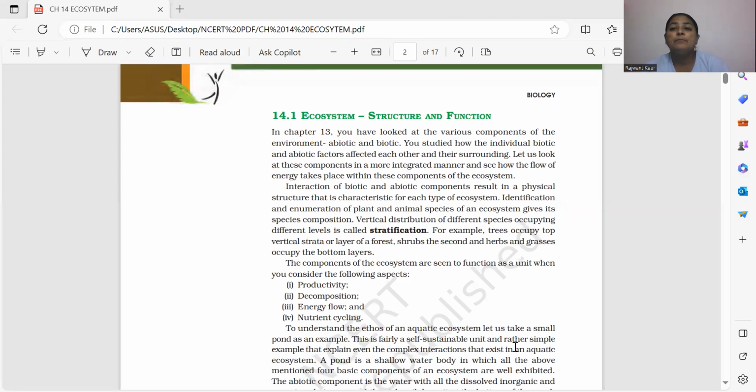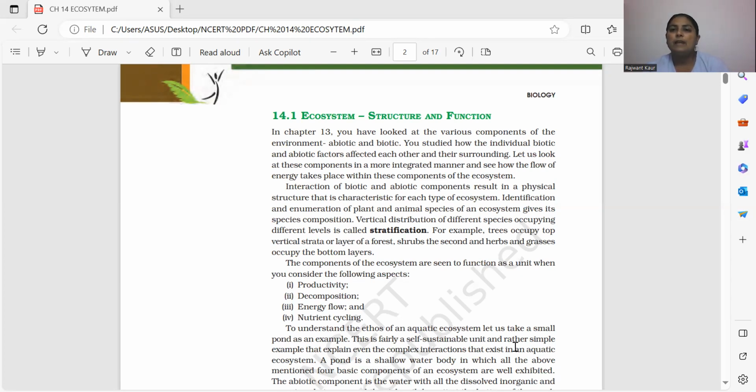For example, if we are talking about the forest ecosystem, you know that at the top level of the forest, tall trees are present, and at the level below these tall trees we have shrubs, and below the shrubs we have herbs, and then at the bottom we get the grasses. So what you see is that there are some components of the ecosystem, and the first component of any ecosystem is productivity.